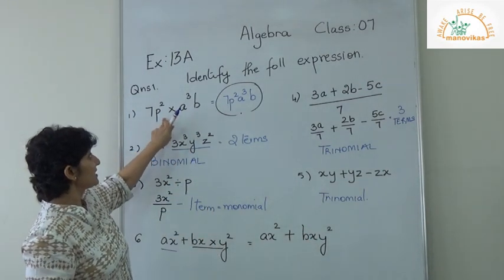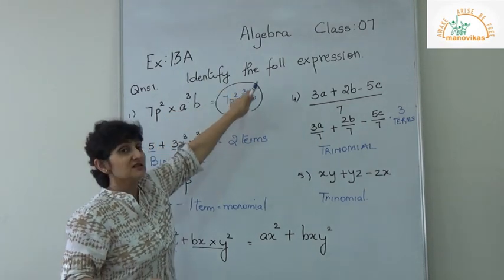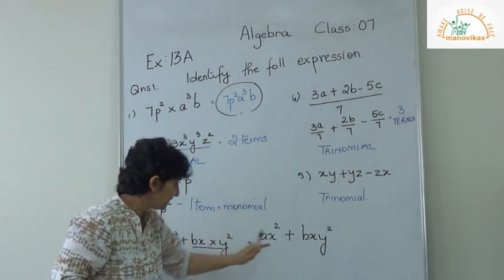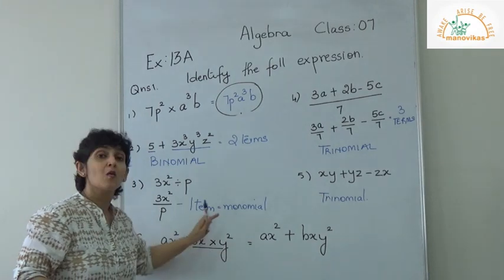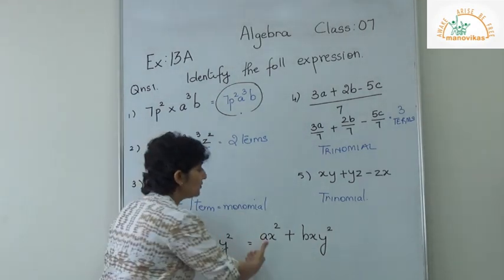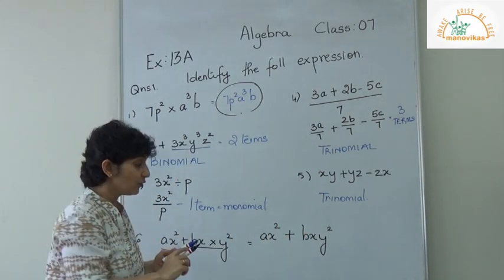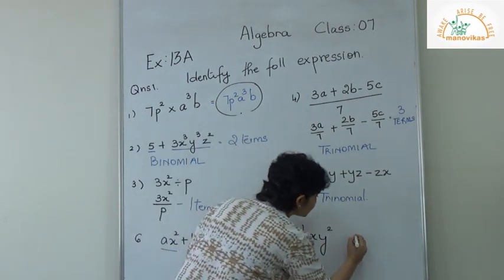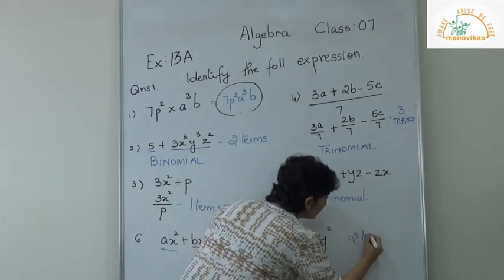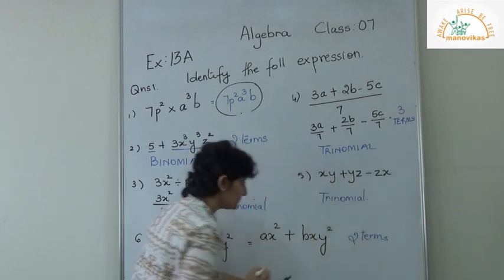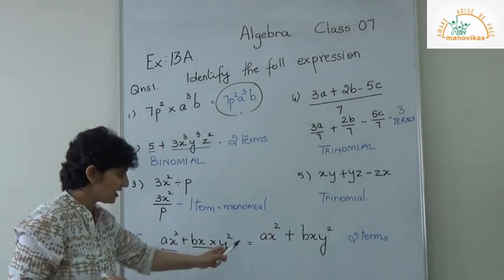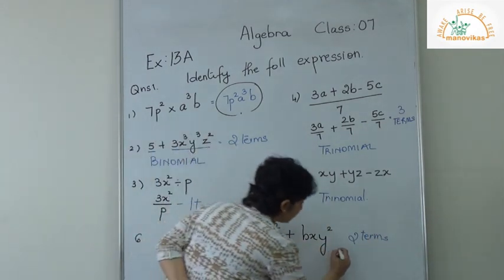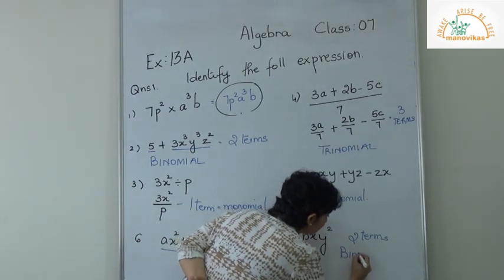See here, 7b squared into, this became one term. Similarly here, this becomes one term. So, how many terms do I have? I have only 2 terms here. There are only 2 terms separated by a plus. So, this is a binomial.